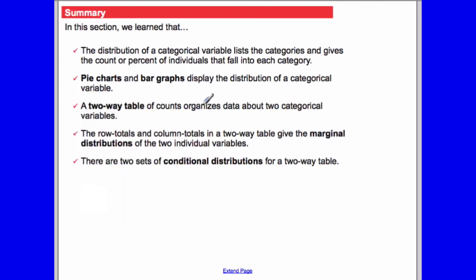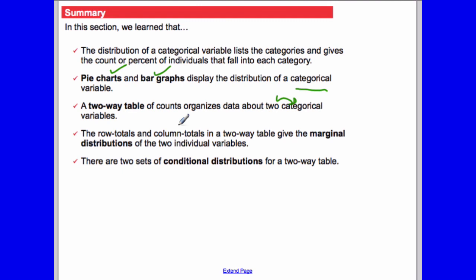Not a bad idea to help show us that you know how to organize your thoughts. All right, in section 1.1, what did we learn? The distribution of a categorical variable lists categories and gives the count or percent of individuals that fall into each category. We talked about the difference between pie charts and bar graphs, and they're both dealing with categorical data. We talked about a two-way table, which has two categorical variables.